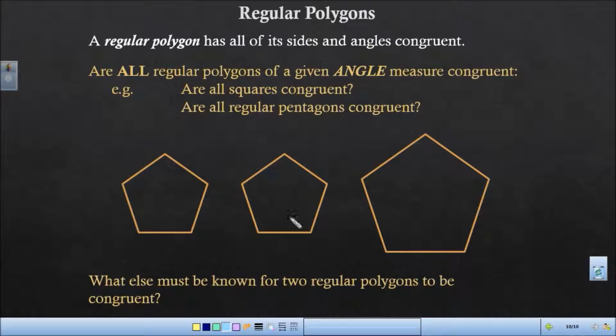But let me back up. All the angles of squares are congruent to one another, but not all squares are congruent, okay? And all regular polygons have congruent angles, but they're not all congruent. For example, these two are congruent to one another, but these two are not, okay? The angles are all the same in both pictures, but the side lengths are not. So the large one and the small one, these are not congruent, but these are. In order for two regular polygons to be congruent, you must also know that the sides are the same.